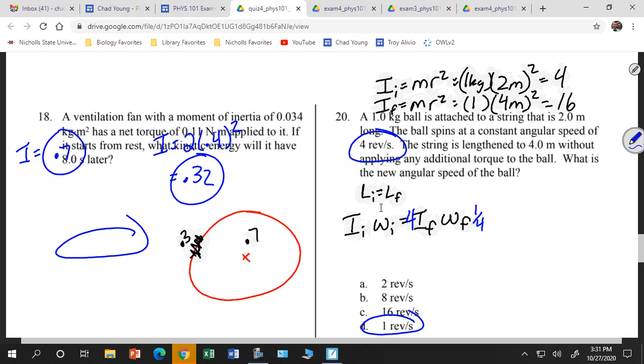Listen, if you don't like what I just did there, that's fine. Just put in the numbers. I have 4, that's my initial moment of inertia, times 4 revolutions per second is equal to 16 times omega final. And then I find that omega final is equal to 1 revolution per second.